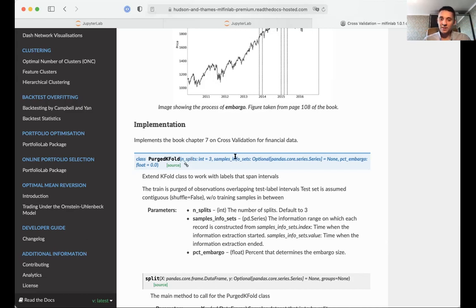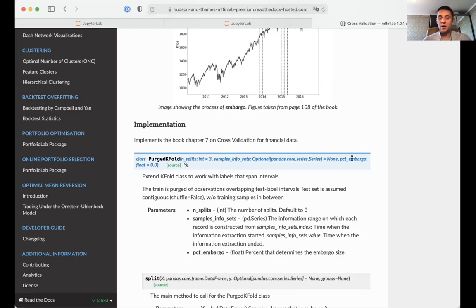And the second parameter is a time series called samples info sets. If you remember, we have agreed that we have the time when the label was generated and the time when we understand the label value, and we called it T1. So actually samples info sets is a pandas series which has the indices of your labels, the times when labels were generated, and the values are the times when we understood what the label value is. So for triple barrier labeling, the samples info sets indices will be the filtered indices of our labels, and the values will be the T1, so the time when the first of the barriers was hit. The Purged K-Fold algorithm needs this information, which is called samples info sets.